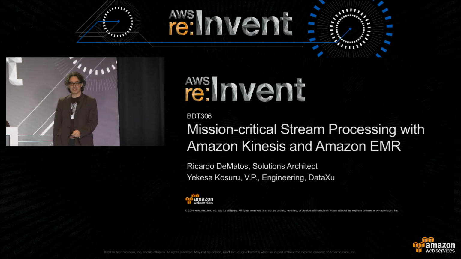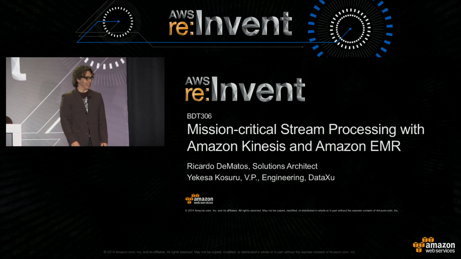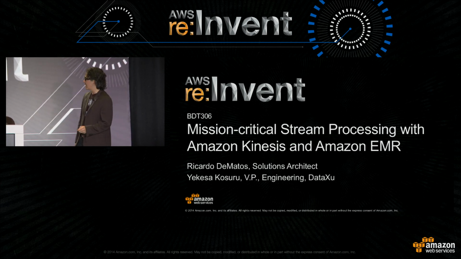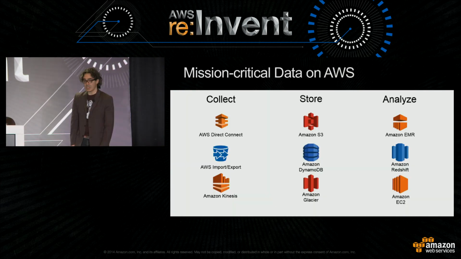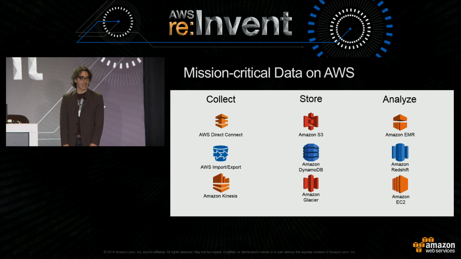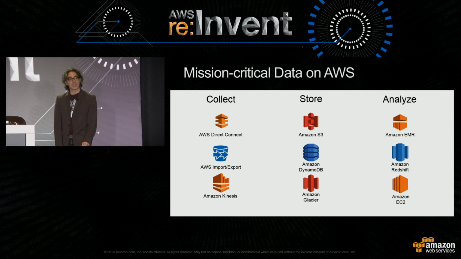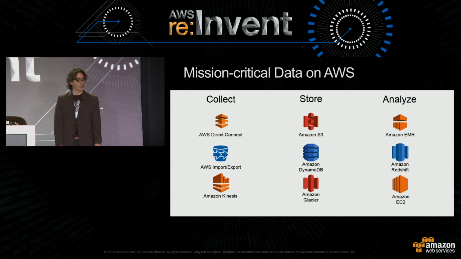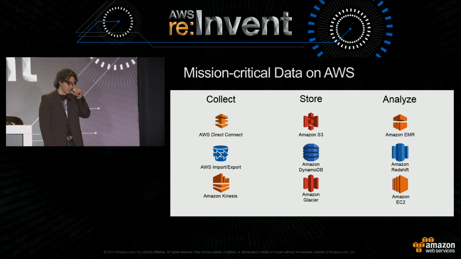This is a 200-level session, so we're going to skip through some of the intro things really quickly and get right into some of the questions and mitigations that we'll talk about for mission critical processing. This is our big data services portfolio, and customers use this to manage, collect, store, and analyze mission critical data. Mission critical data makes its way into AWS through either Direct Connect, import and export, and now through Kinesis. We store that data using Amazon S3, DynamoDB, and process that through EMR, Redshift, or through custom databases and applications through EC2.